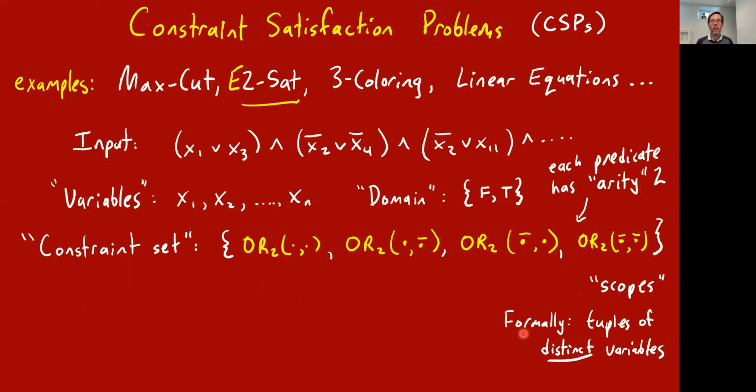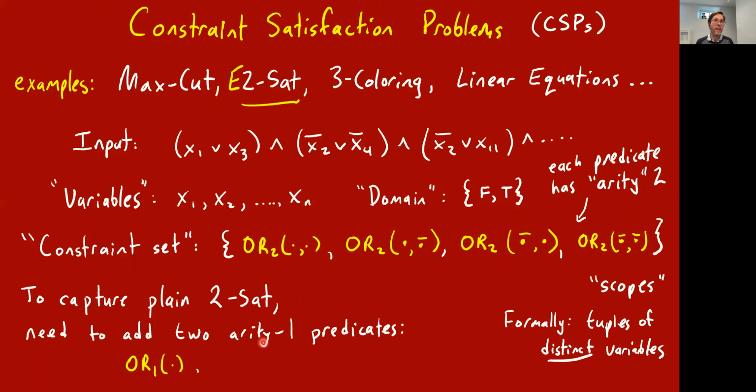Okay, so in light of that, if you want to capture just plain 2SAT, where you're allowed to also have clauses of length 1, then you have to add 2 more predicates of arity 1, which you could call OR sub 1 and OR sub 1 with negation. Or, I guess, the identity function on one variable and the negation function on one variable.